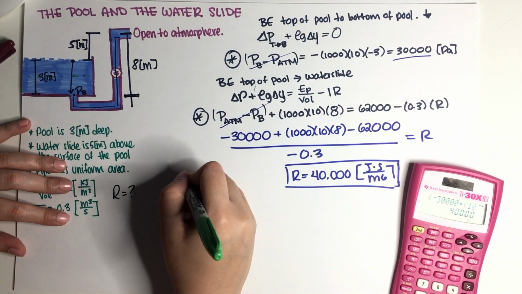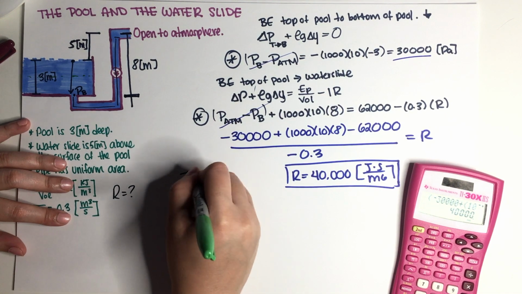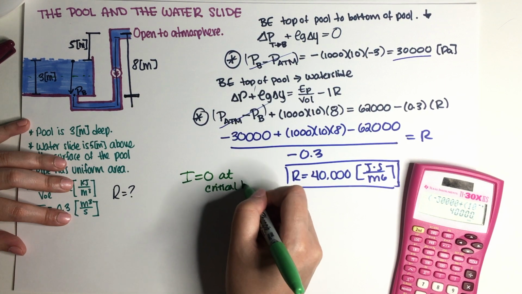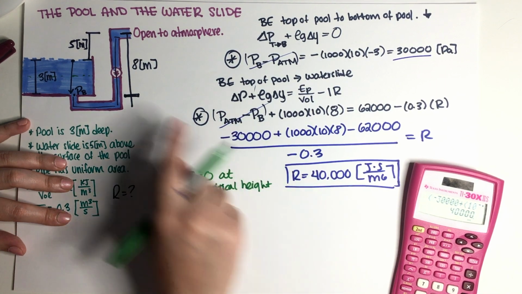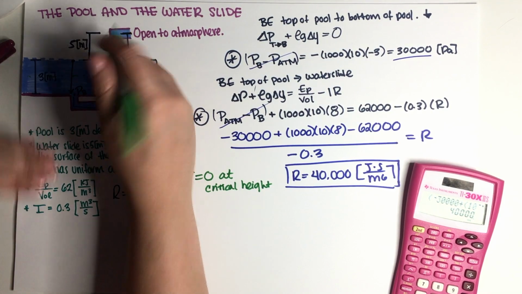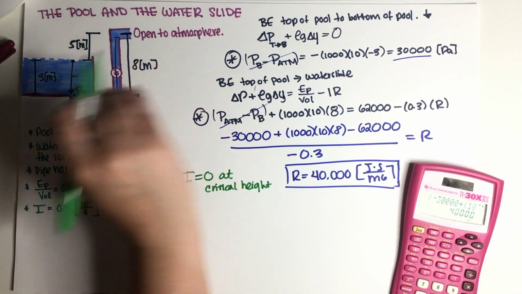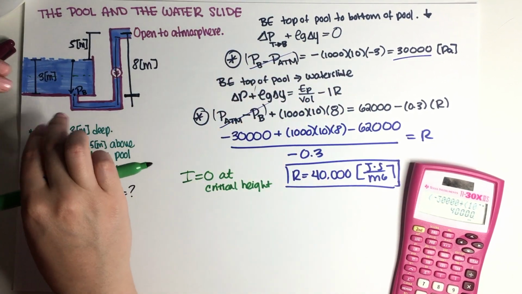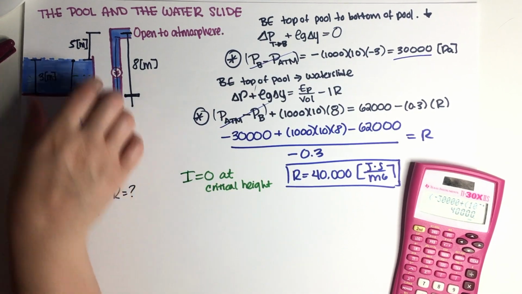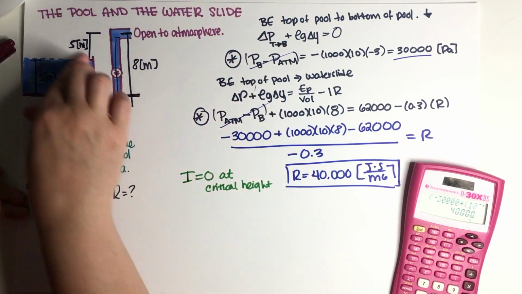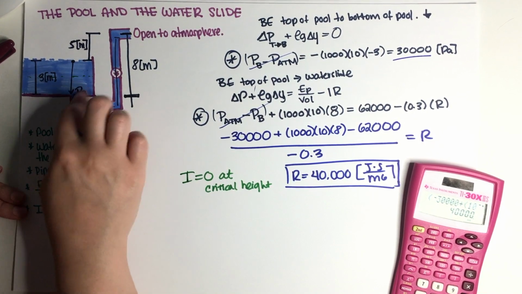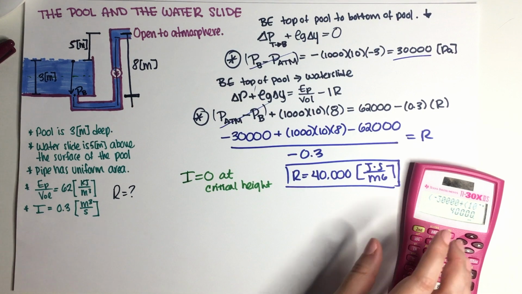So what's going to happen at this critical height is that I is going to be equal to 0. Because as the water level starts going down, you're going to reach a height in which the flow just stops, and after that it's actually going to start running backwards towards the pool. But there will be a certain critical height in which we're going to have that change of just going like this to just going backwards, because you don't have the pressure due to this water anymore. So we have to figure that out.